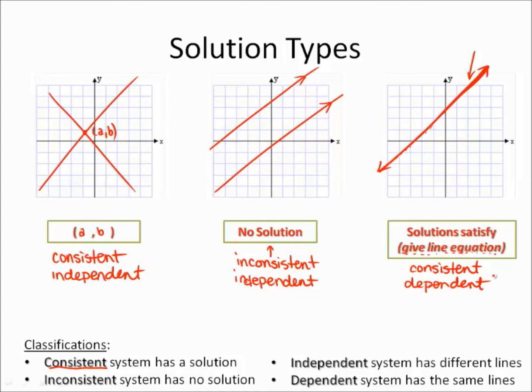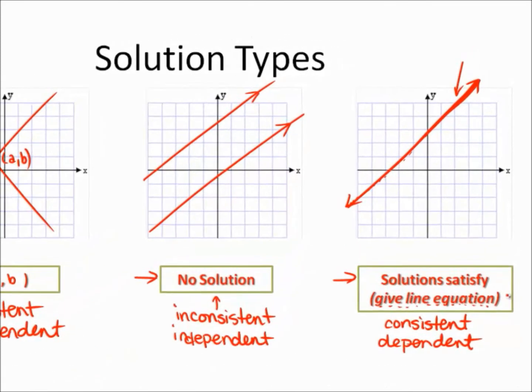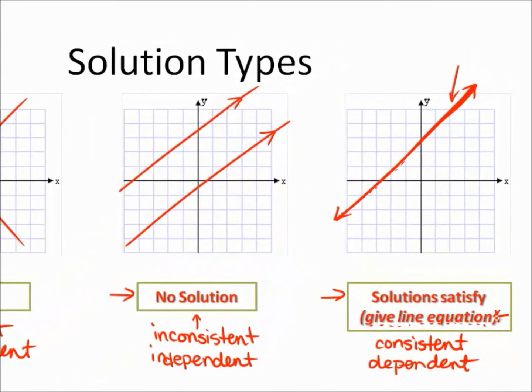So sometimes you may be asked to classify the system, and these are the types of answers you would provide. But when it asks for solutions, you're providing either a point or telling us whether it has no solution, or if it has an infinite number of solutions, make sure to give the line equation, because the line equation will tell you exactly what that line represents.